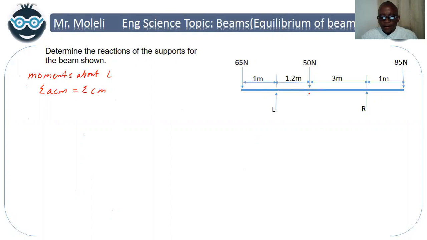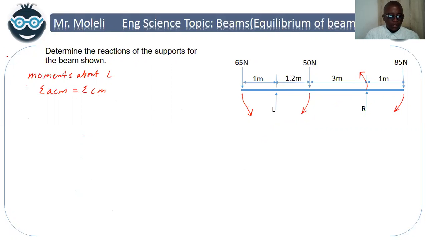So we have 50, which is clockwise about L. We have 85, which is clockwise about L. We have 65 here, which is anti-clockwise about L. And then we have R here, which is anti-clockwise about L. They go all around, good people, at a certain distance. I hope you have grabbed that concept now. Moment is force times perpendicular distance. What is that distance? The distance from the turning point to the applied force.